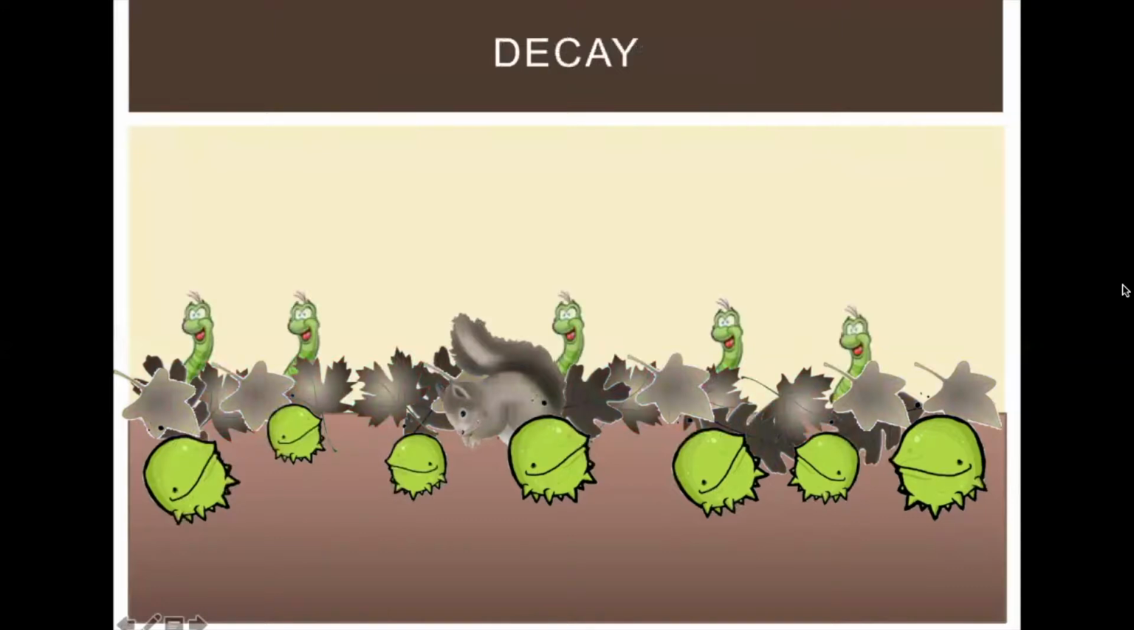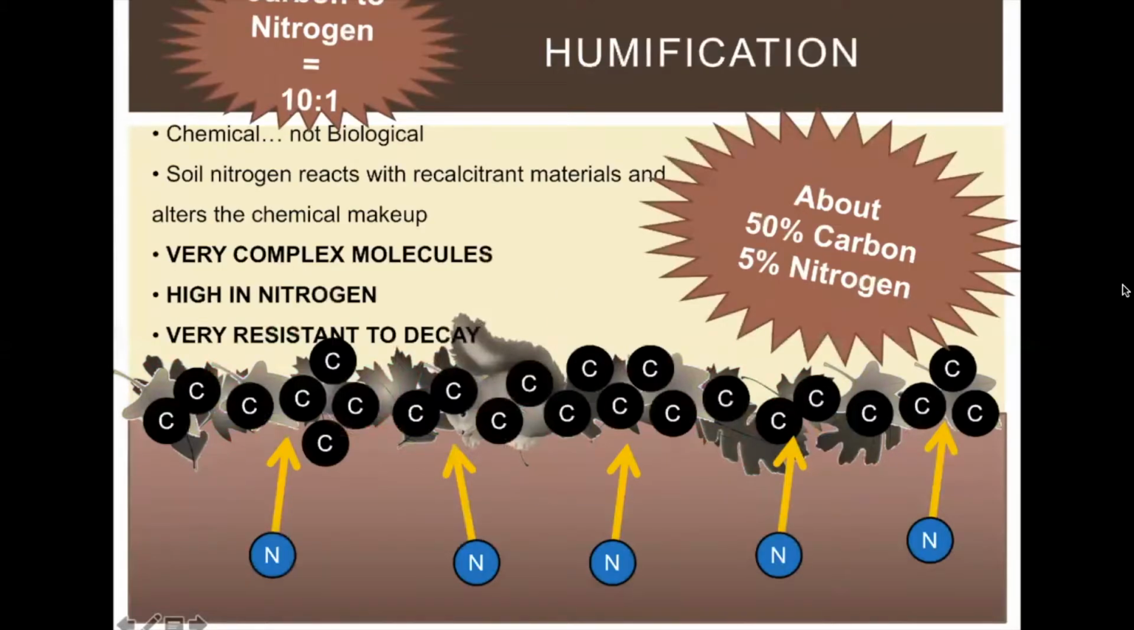And the decay process occurs through mineralization. Mineralization occurs when complex molecules are split and digested, and this makes the materials break down very quickly. Now, humification occurs through chemical processes, not biological processes. So the soil nitrogen reacts with different materials that alter the chemical makeup of the soil. This process occurs through very complex molecules, and this results in high nitrogen, which is very resistant to decay.